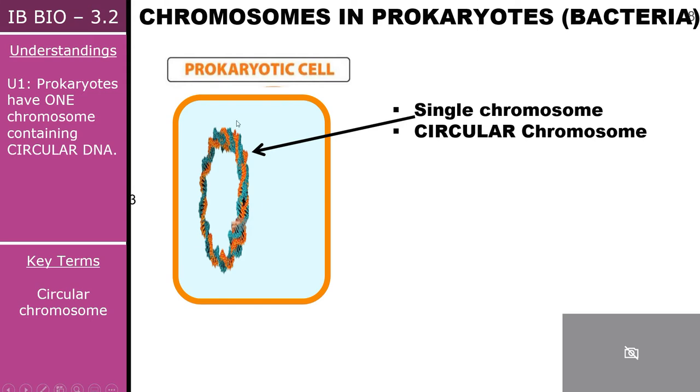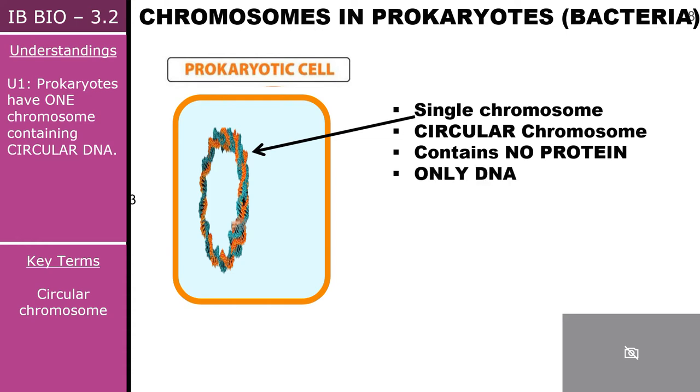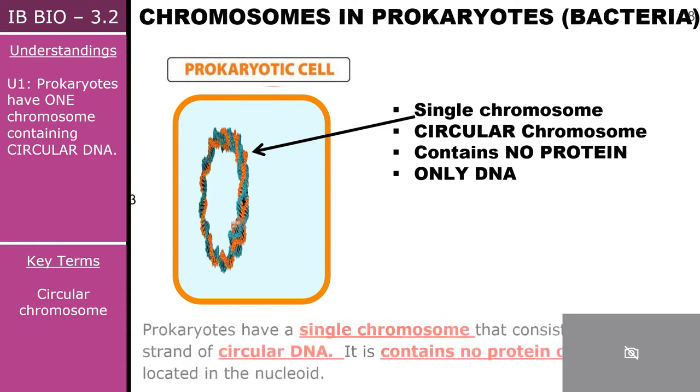So this is different in eukaryotes. In the prokaryotic, it's a single chromosome, and it's in the shape of a circle. The other thing about prokaryotic chromosomes is they do not contain protein. They only have DNA. So again, in your notes, you'd want to have that prokaryotes have this single chromosome that consists of a single strand of this circular DNA. And again, it contains no protein, only DNA.